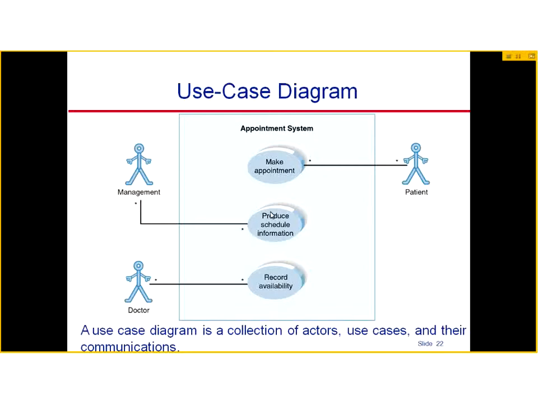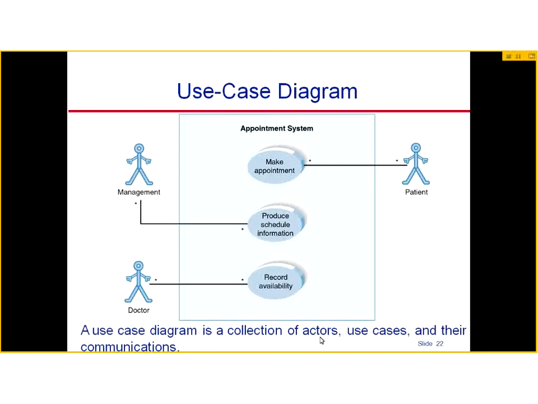In a use case diagram, if you have an appointment system, there can be multiple actors and multiple use cases inside your system boundary. For example, in the appointment system, make appointment is a use case, produce schedule information is a use case, record availability is a use case, because the doctor's availability is also important when you want to make an appointment. Management is also there to give you schedule information, that is, whether the space or slot is available for patients.